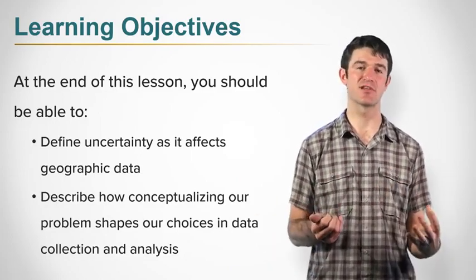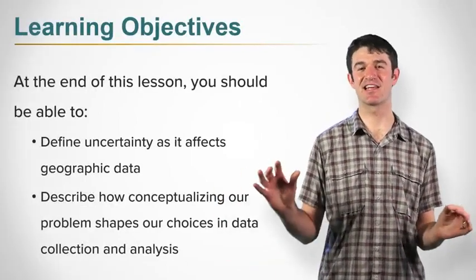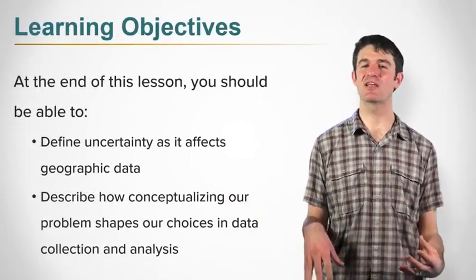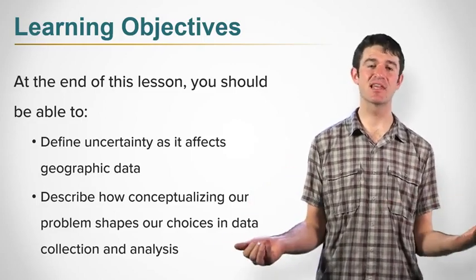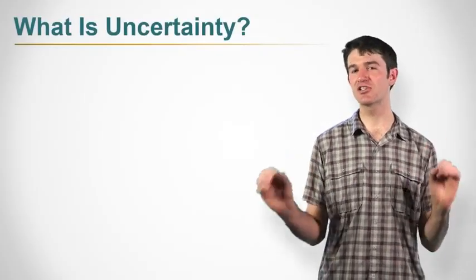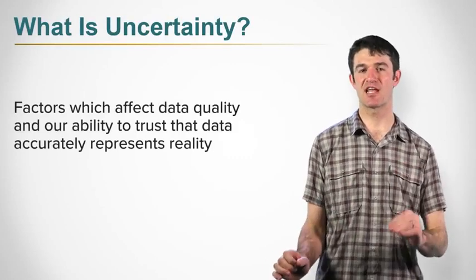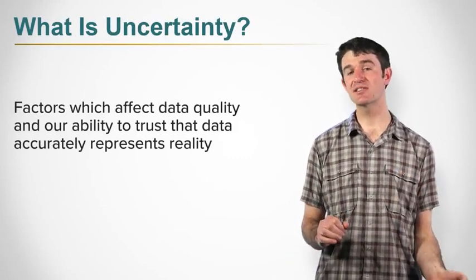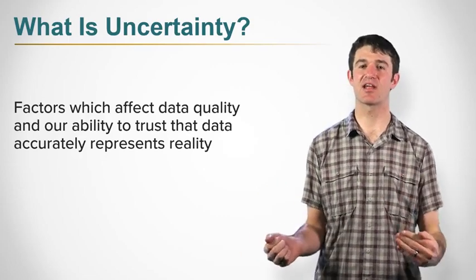These topics are simultaneously mundane and fascinating, so I'll try to give you lots of examples to keep you interested, but make sure to pause the video every so often to think of how it applies to your own work. When I say uncertainty and error, I'm talking about factors that affect the quality of our data and our ability to trust that the data we generate accurately represents reality in a given area.